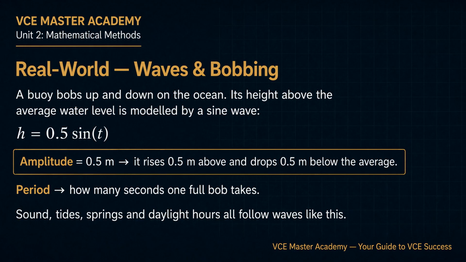Where does this show up in real life? Think of a buoy bobbing up and down on the ocean. Its height above the average water level can be modelled by a sine wave, like h equals 0.5 sine of t. The amplitude, 0.5, tells you it rises half a metre above and drops half a metre below the average. The period tells you how many seconds one full bob takes. Sound, tides, springs, and daylight hours all follow waves like this.